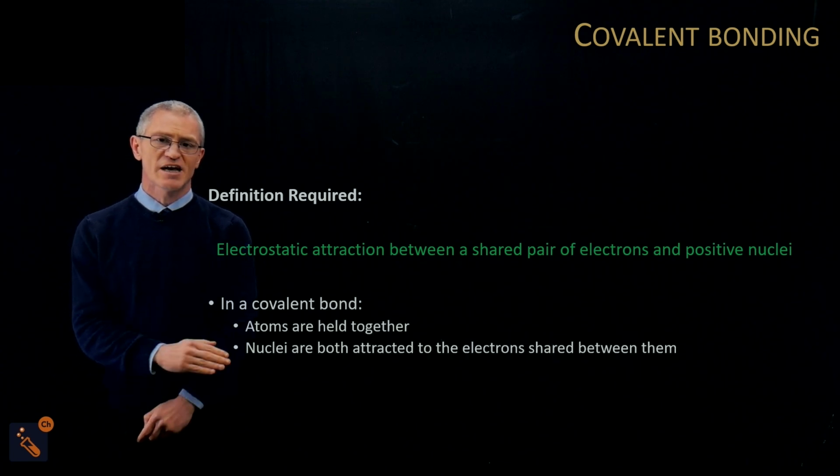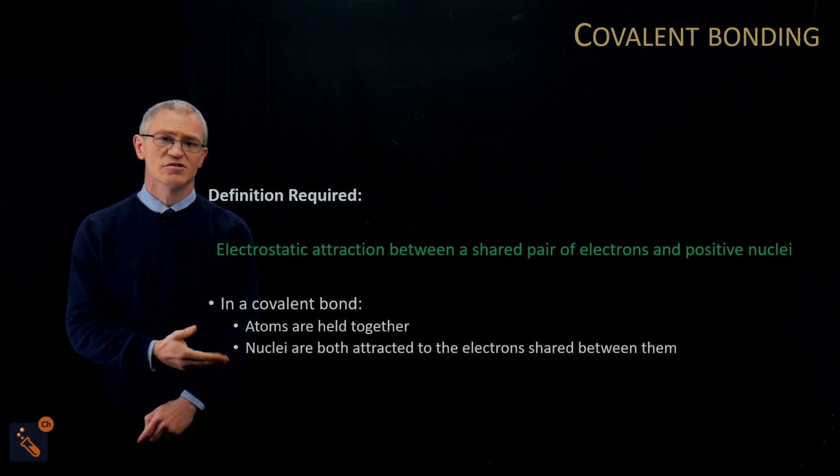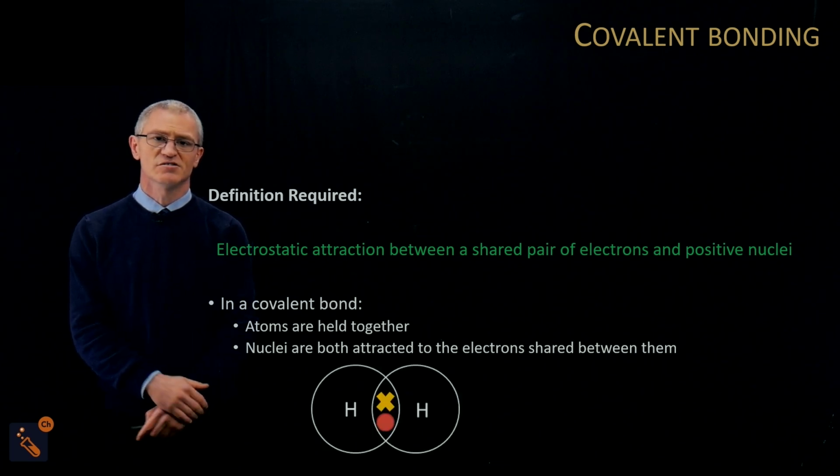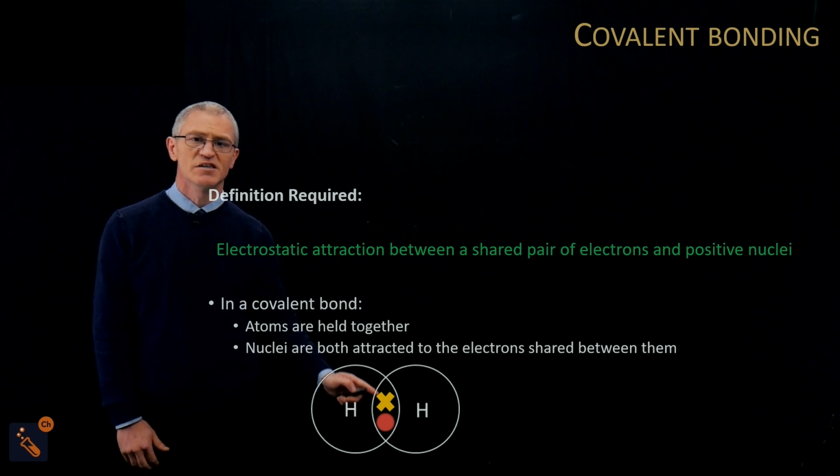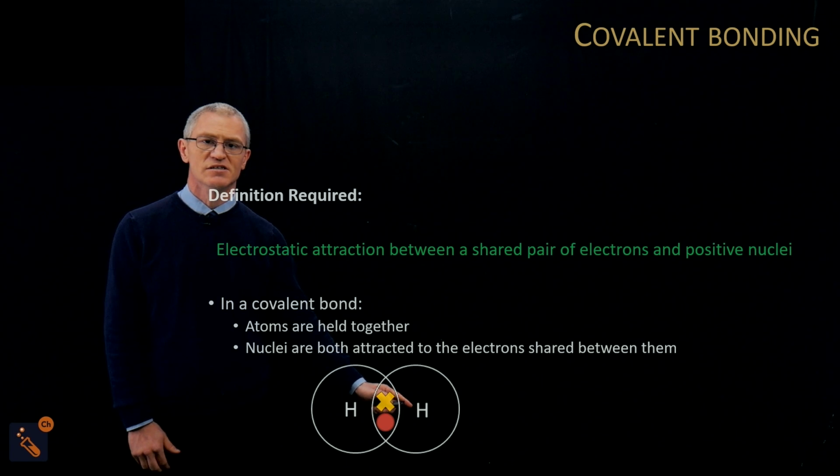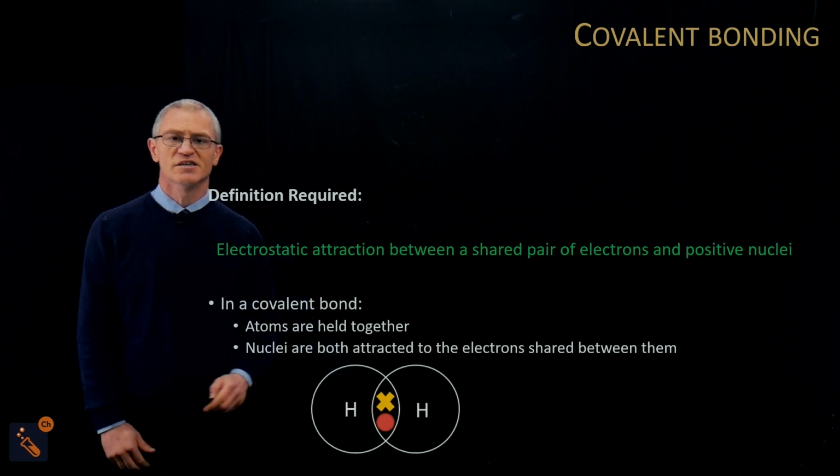Now, in a covalent bond, atoms are held together, and they're held together by the nuclei's attraction for the electrons that are shared. So if you look at this diagram, this pair of electrons here is attracted to the nucleus in here and the nucleus in the other hydrogen, therefore holding it in place.